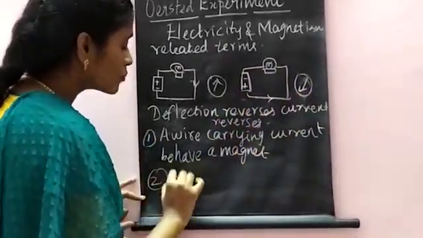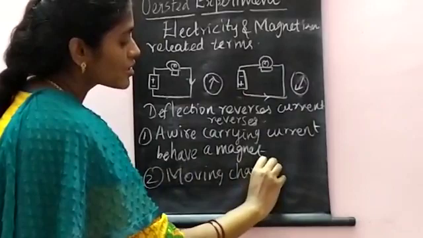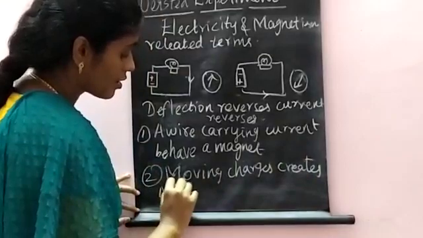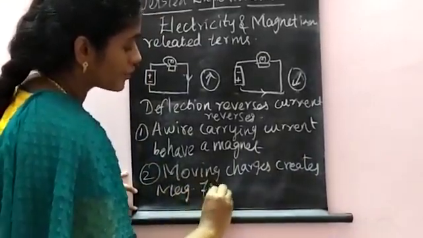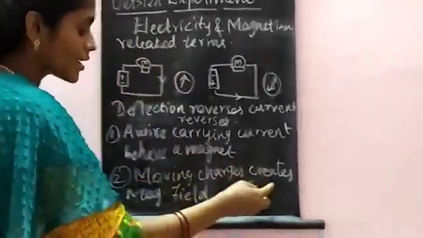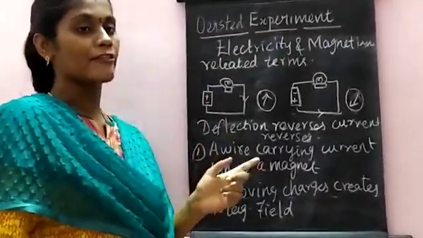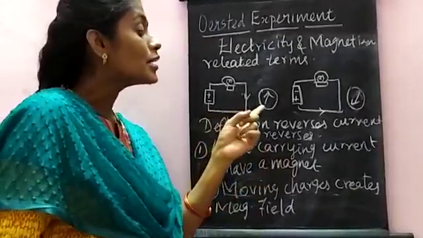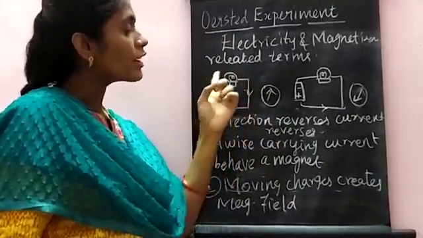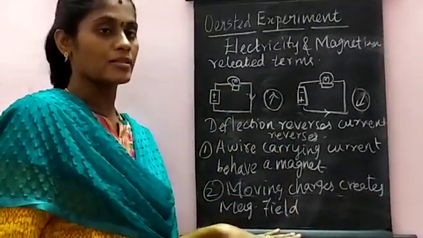Next, moving charges create a magnetic field. So what are the moving charges here? Just electrons. These moving charges create a magnetic field. So the current carrying conductor behaves like a magnet, and that is why the magnetic compass needle shows the deflection. So in that circuit, the moving charges create a magnetic field. This is the conclusion of this experiment.